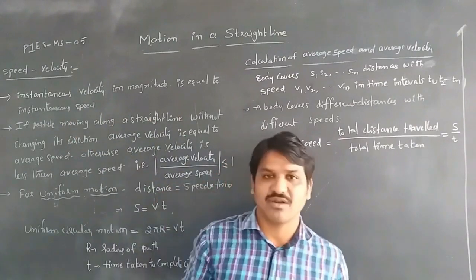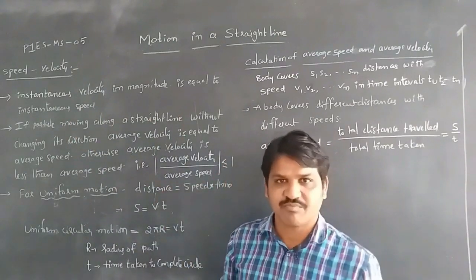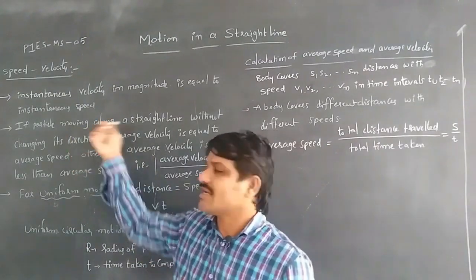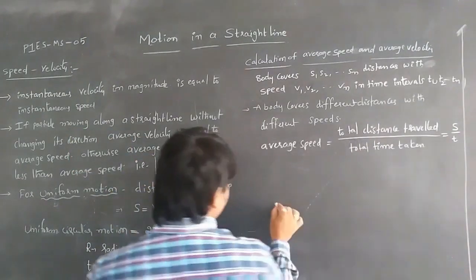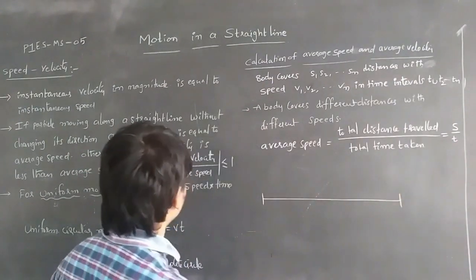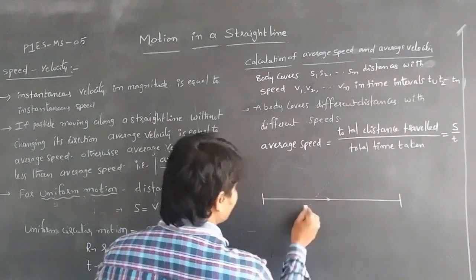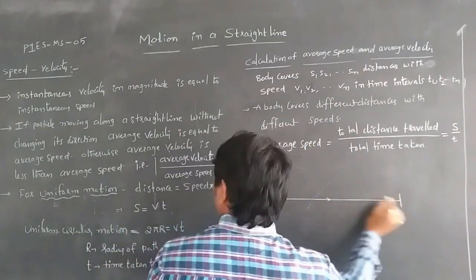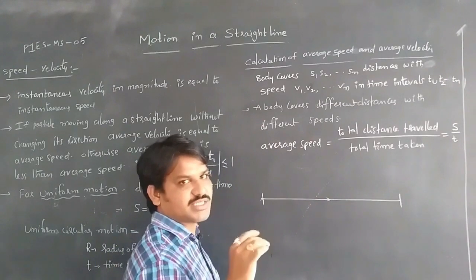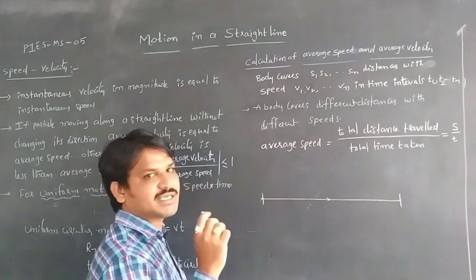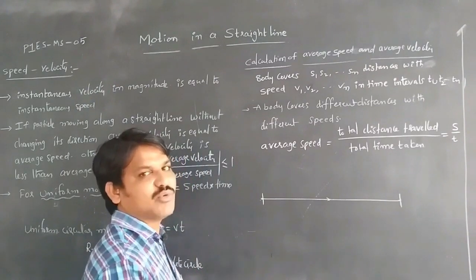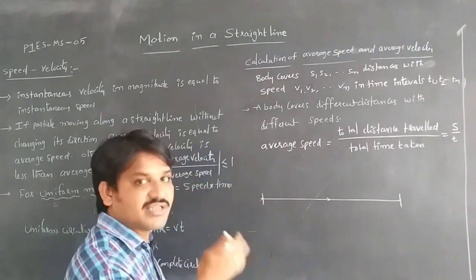Now we are going to discuss some important points about velocity and average speed. If the particle is moving along a straight line without changing its direction, then its average velocity and average speed will both be equal. So in motion in a straight line, we consider the average speed and average velocity to be the same.